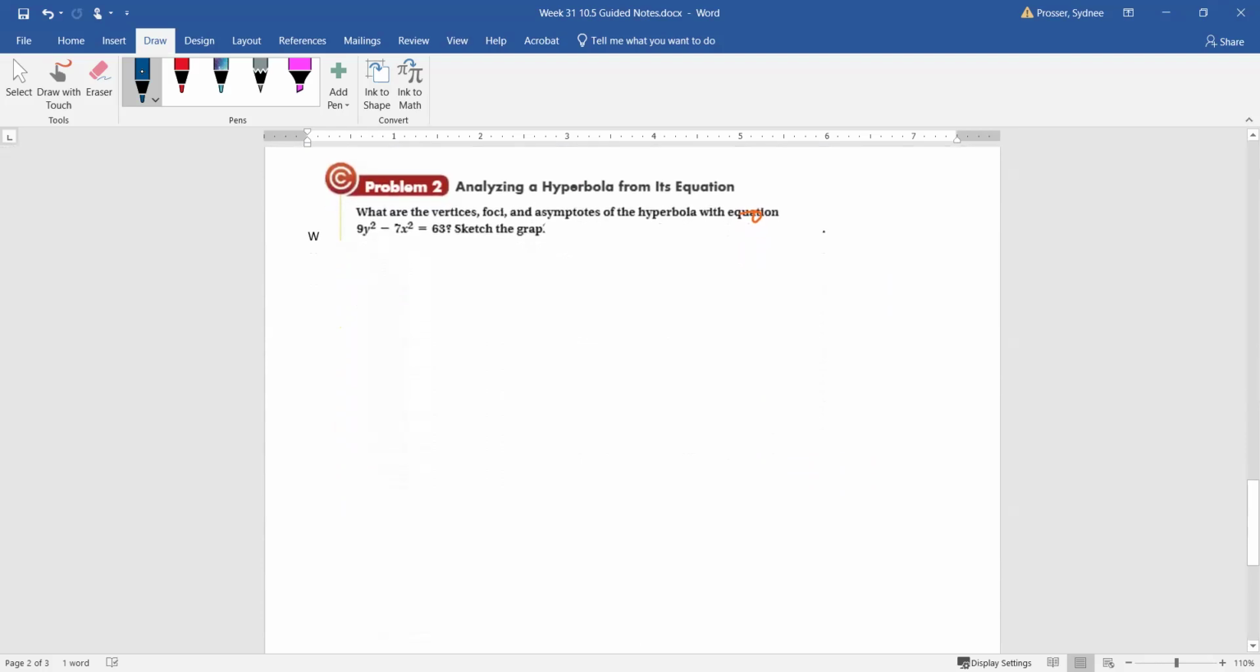Okay, now let's check out this example 2, which is the last example in the video. What are the vertices, foci, and asymptotes of the hyperbola with this equation? 9y squared minus 7x squared equals 63, and sketch the graph. So first we need to get this into standard form, which we're used to from when we looked at ellipses. So we've got 9y squared minus 7x squared equals 63. Divide both sides by 63, and the standard form equation of this hyperbola is y squared over 7 minus x squared over 9 equals 1.